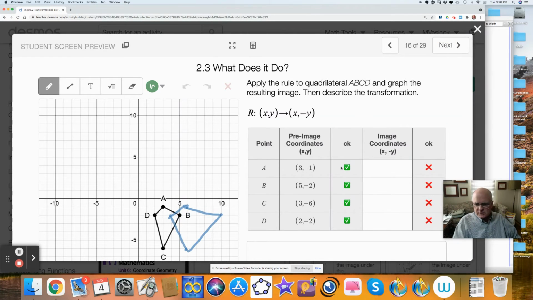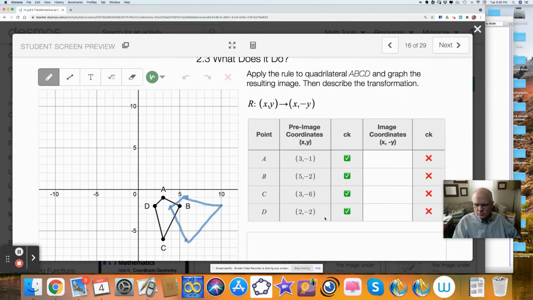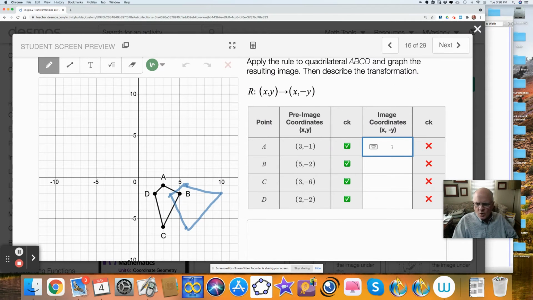Notice these values stayed the same, so I left them in as green check marks. And here we go. The x value stays the same, and we're going to change the sign of the y. So we'll go 3, and the y from a -1 becomes a 1. I have 5, and the -2 becomes a 2. 3, and the -6 becomes a 6. 2, and then -2 becomes a 2. And when we plot these points, we get 3, 1, 5, 2, 6, 3, 6, and 2, 2.